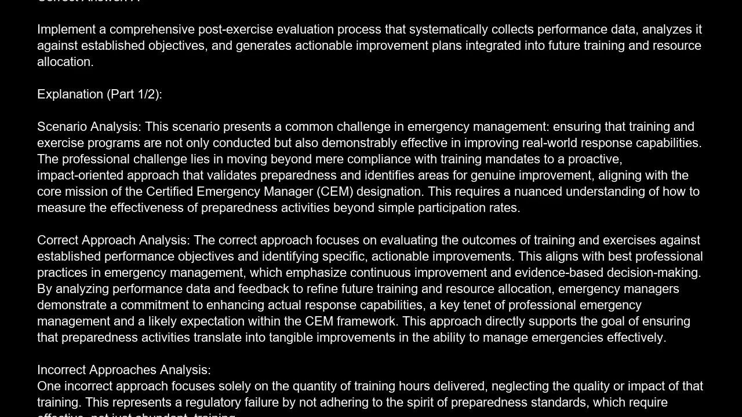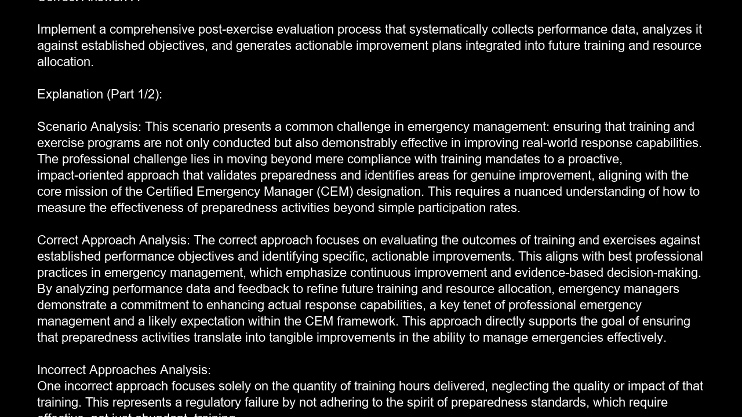The correct answer is A. Implement a comprehensive post-exercise evaluation process that systematically collects performance data, analyzes it against established objectives, and generates actionable improvement plans integrated into future training and resource allocation.